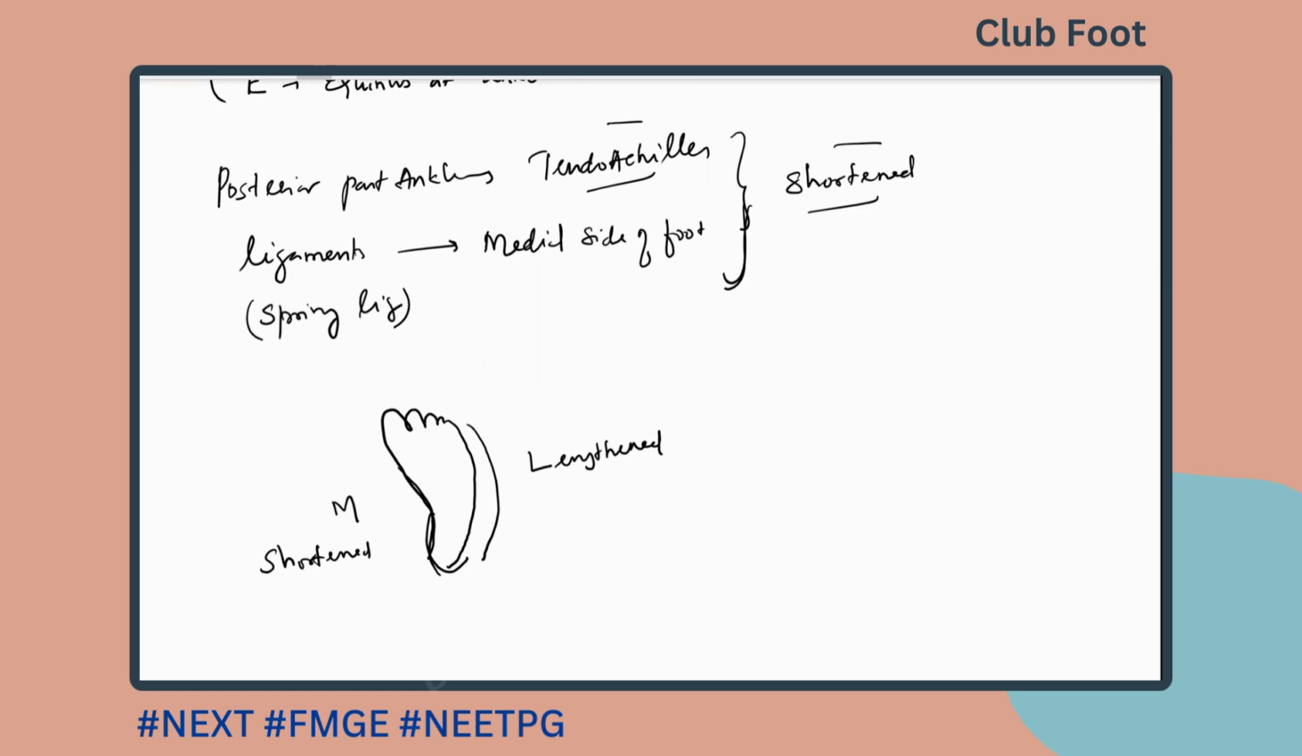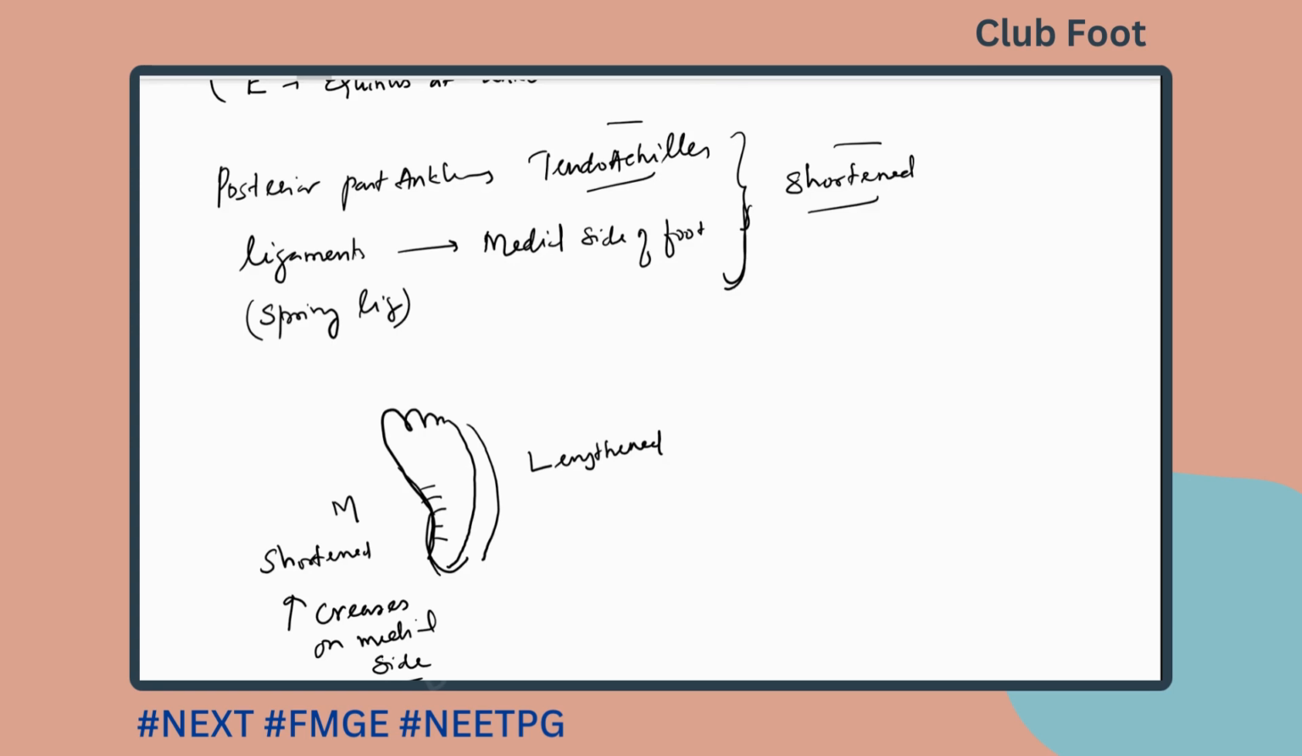So if you see the child's foot, the child will have more creases on the medial side. You know creases, like the ones we have in our hand. In a similar way you have creases in the foot also. Those creases will be increased on the medial side, which will be noted in these children.